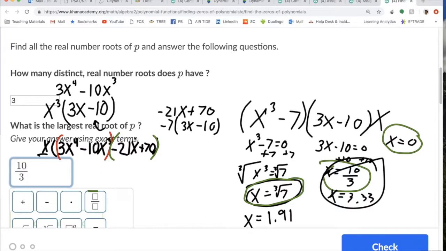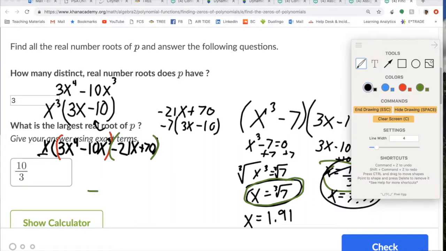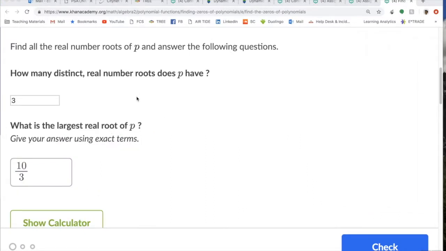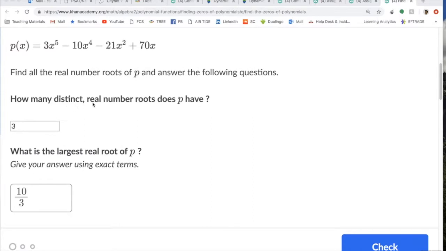Oops. The question here was asking, let's just make sure we get everything. How many distinct real number roots do we have? And we found that we've got 3 of them, because we didn't have any i's. And which is the largest of these 3? And we found out that was 10 over 3.